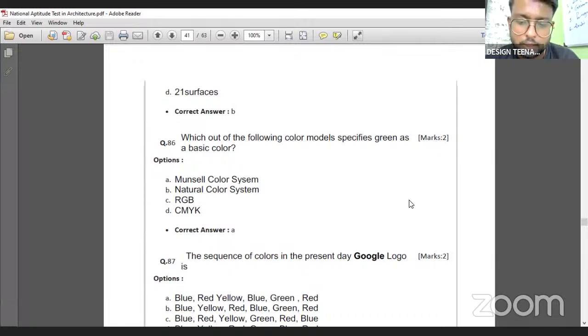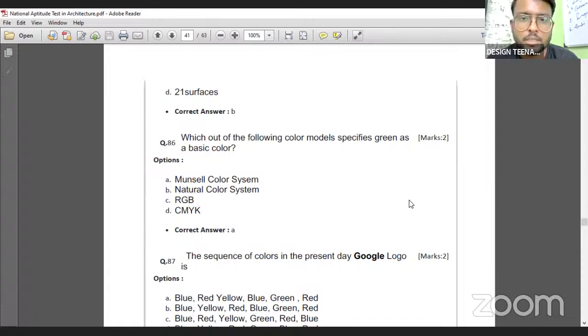What is the Munsell color system? Let's understand. The Munsell color system is a method of designating colors based on a color arrangement scheme. It defines colors by a measured scale of hue, value, and chroma.